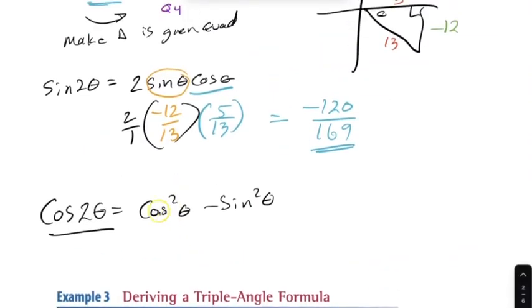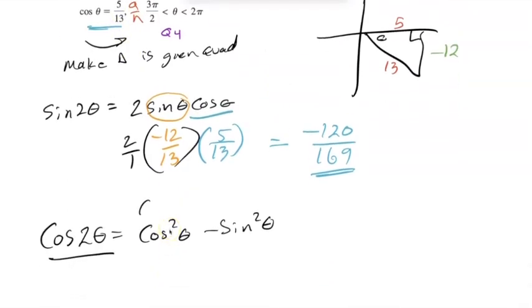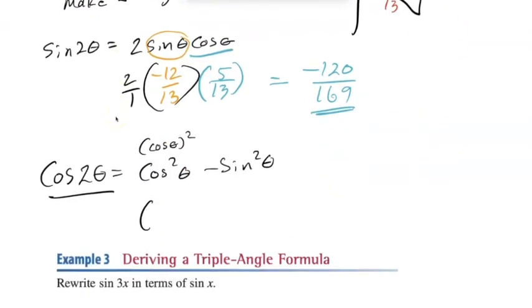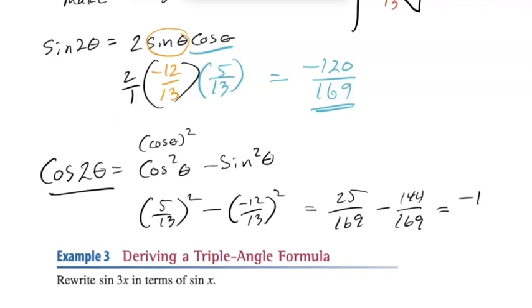And now we can plug stuff in because cosine is 5 over 13. Remember, this right here is the same thing as just cosine theta squared. Right? It's just an easier way to write it. So I could change cosine with 5 over 13 squared. Same thing with sine. We're going to change sine with negative 12 over 13 squared. If we square both of them, we're going to get 25 over 169 minus 144 over 169, which gets us negative 119 over 169. Like that.